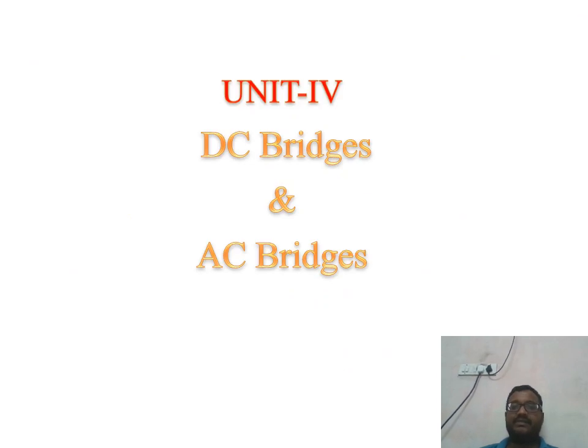A bridge consists of four arms. Those four arms may be resistance or capacitance or inductance, or any combination, in parallel or series. By using those bridges, we can calculate the resistance value, capacitance value, inductance value, and frequency value. Bridges are divided into two types: one is the DC bridge and the second is the AC bridge.